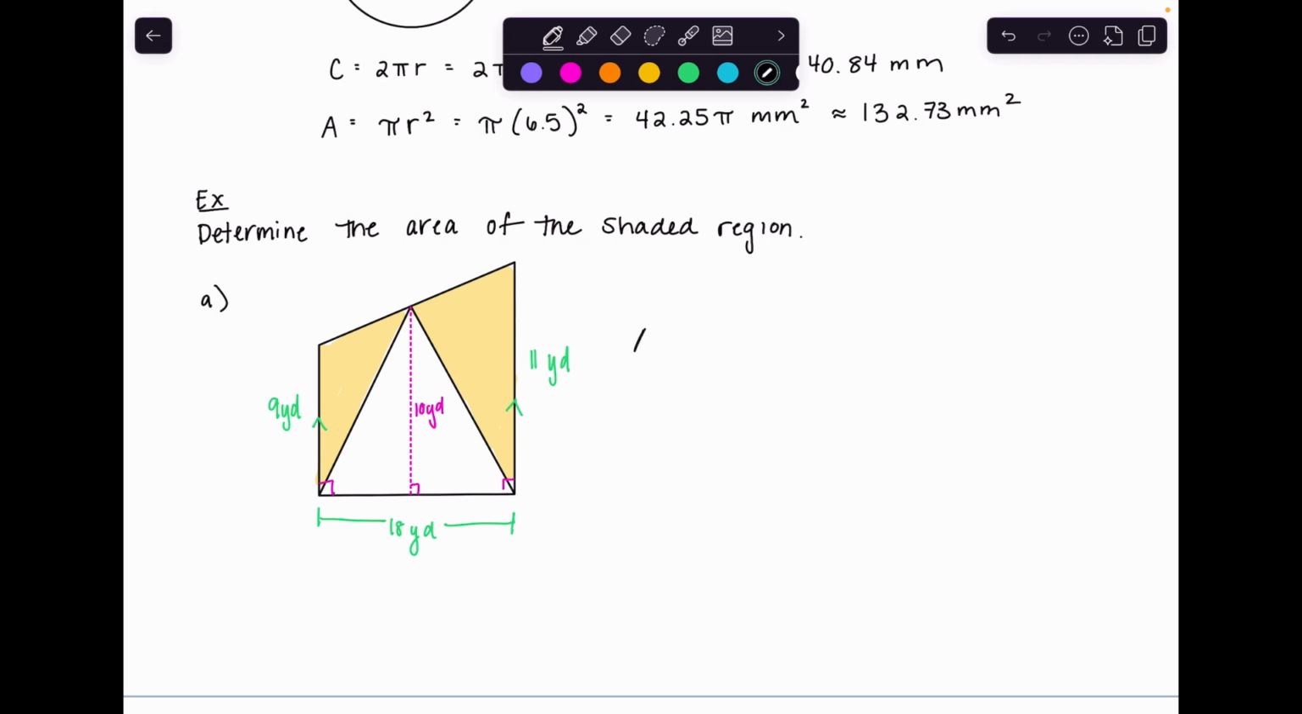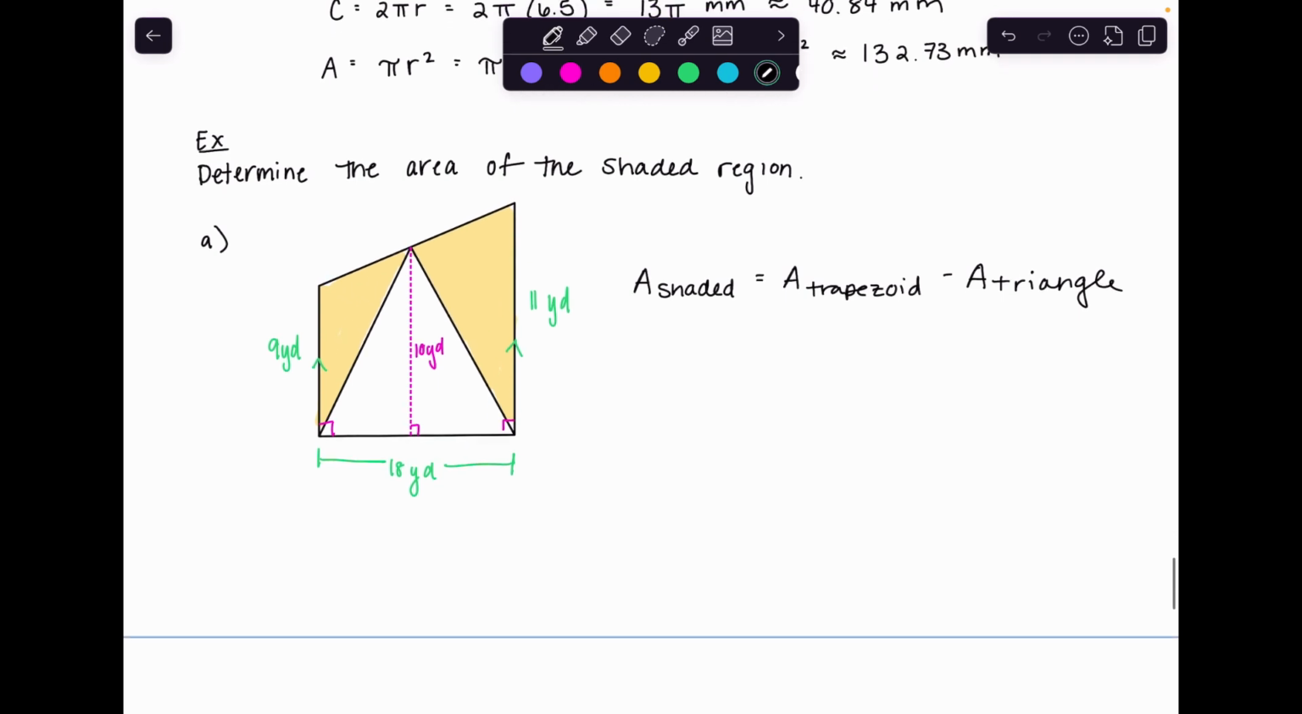So if I want to find the area of the shaded region, I can think of this as the area of the trapezoid minus the area of the triangle. Once I find those two pieces, I just take the difference and there is my exact area. So I'm going to start with the area of the trapezoid.